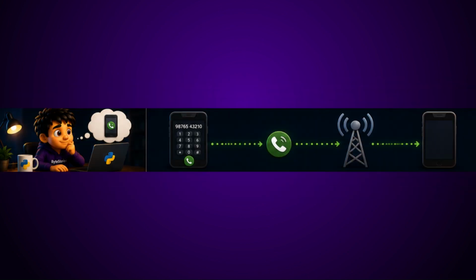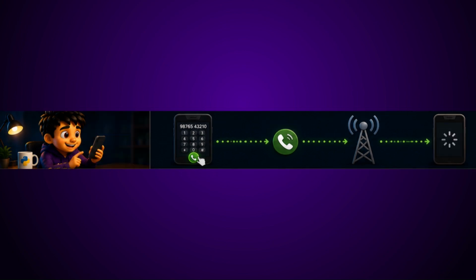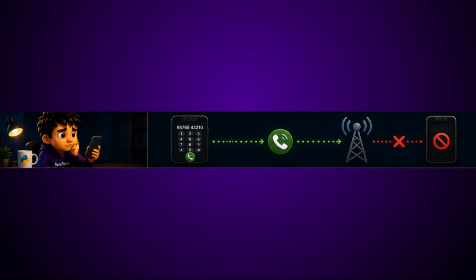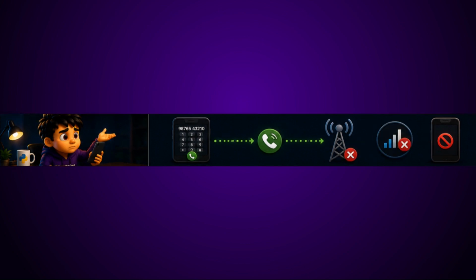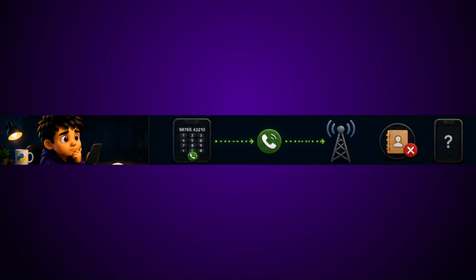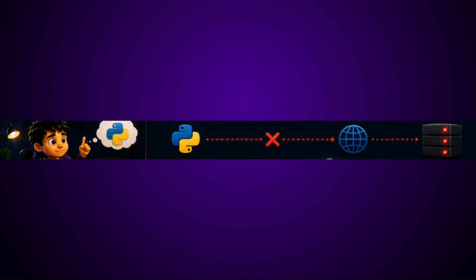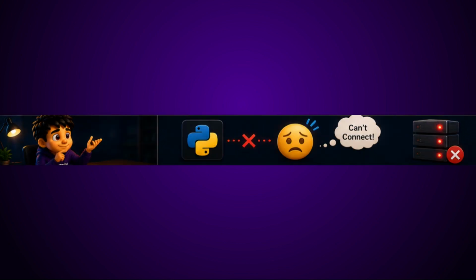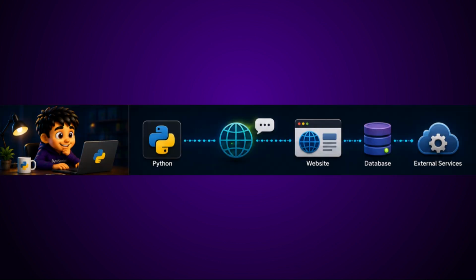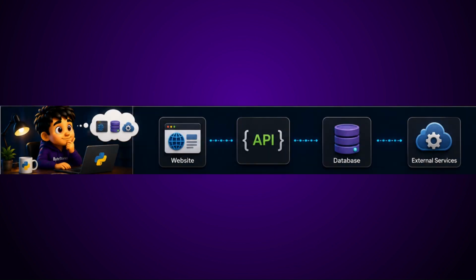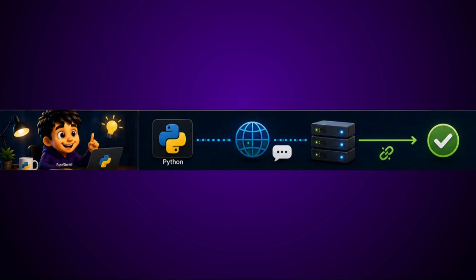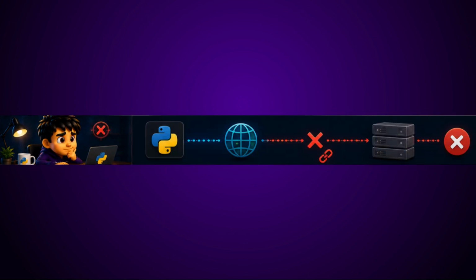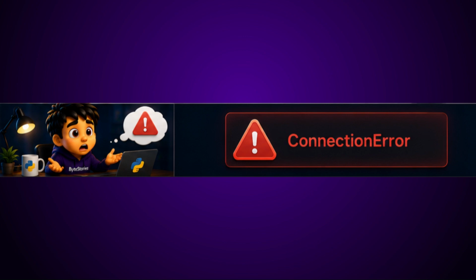Think of it like making a phone call. Alex dials a number, but the call never connects. Maybe the phone is switched off, maybe the network is not available, or maybe the number does not exist. Python feels the same way. Whenever Python communicates with a website, API, databases, or external services, it first needs to establish a connection. If that connection fails, Python raises connection error.